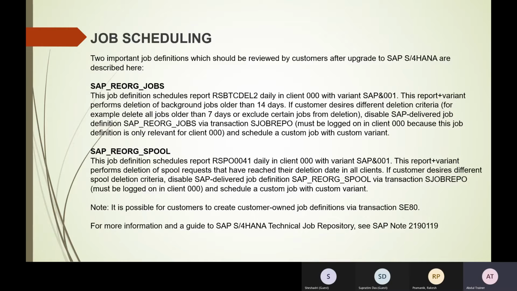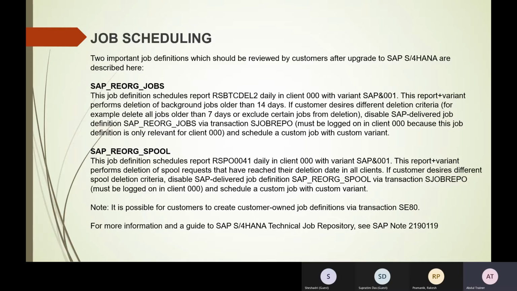But what comes in this variant? This report and variant perform deletion of background jobs which are older than 14 days. So in the S4HANA system, the variant is set to 14 days for deletion of background jobs. But if you modified this in your ECC system before conversion or migration, say to 30 days, then that variant will be overwritten by the S4HANA new variant.